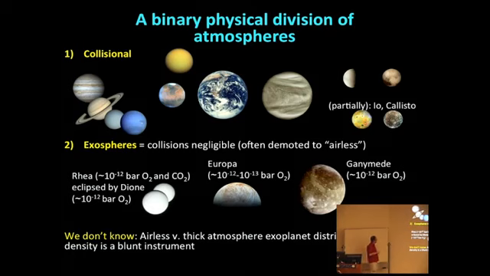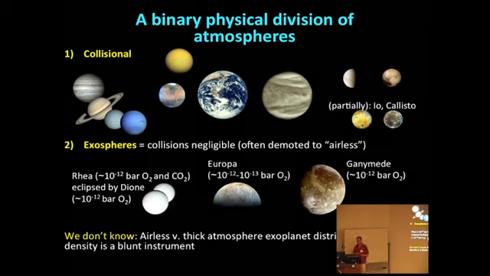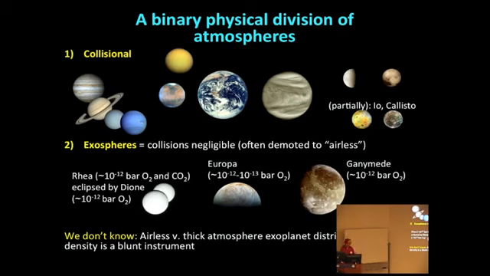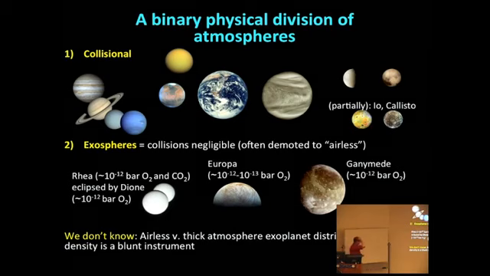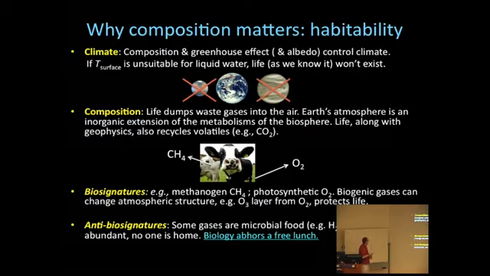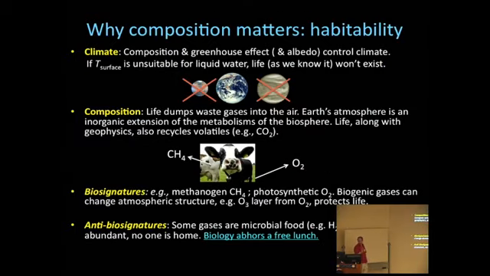What we don't know is the distribution of airless versus thick atmosphere exoplanets, and bulk density is a bit of a blunt instrument in this regard. So how that is going to be determined is going to be a lot of spectroscopy. So life, along with geophysics, affects the atmospheric composition.